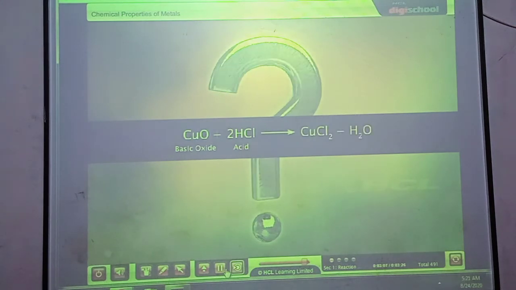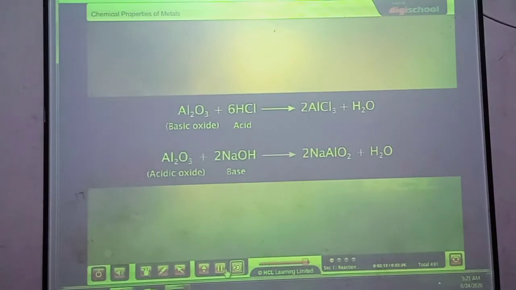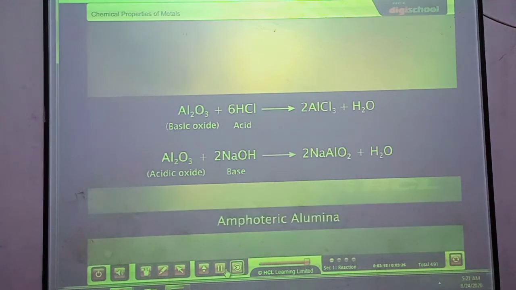Example, copper oxide. Alumina reacts with acids and also with bases. That is why aluminium oxide is amphoteric, that is, it is acidic as well as basic.